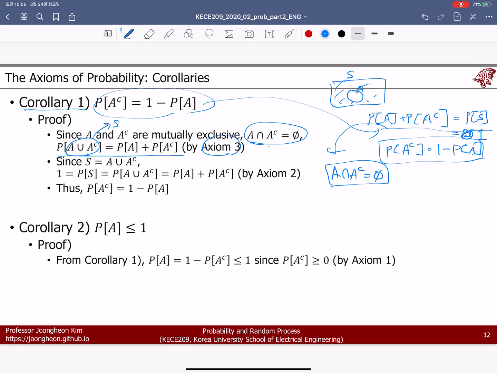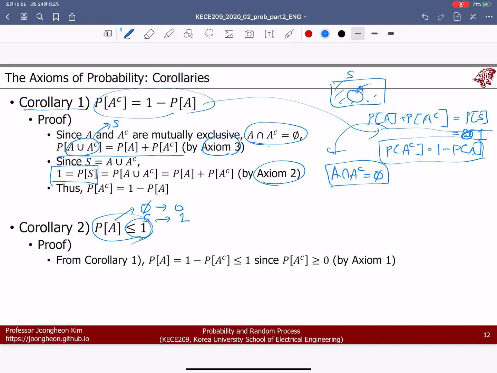That's why this is by axiom 3, and then this is 1. That's why this is by axiom 2. So we can use the axioms for proving the given statement or corollary. Every single probability should be less than or equal to 1. If this is an empty set, then it should be 0. If this is the sample space itself, it should be 1. So actually events are between the empty set and the sample space. That's why it should be less than or equal to 1.